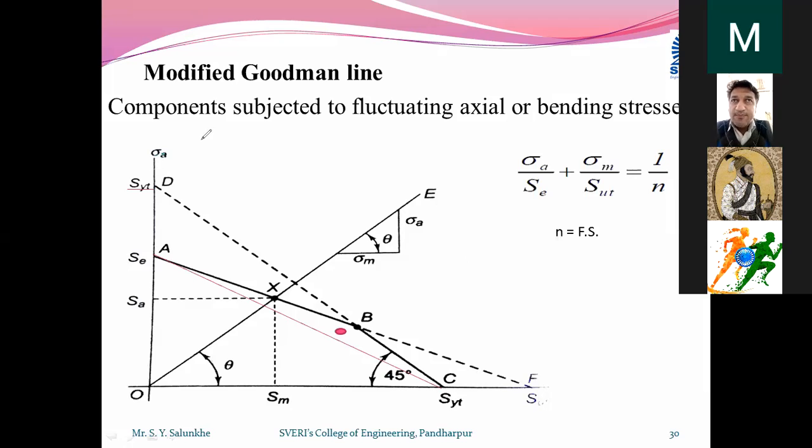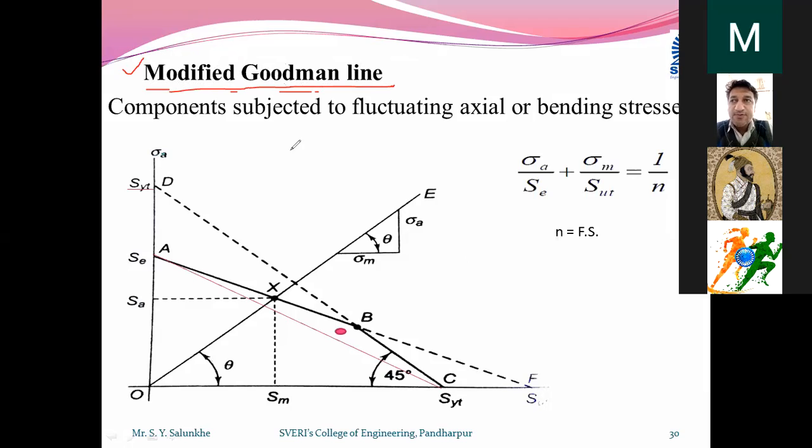Now, a very important diagram, which is actually a graph, is always used when we design any component under the application of fluctuating type stresses. That is called the modified Goodman diagram. Okay. Now, basically, the Goodman diagram.